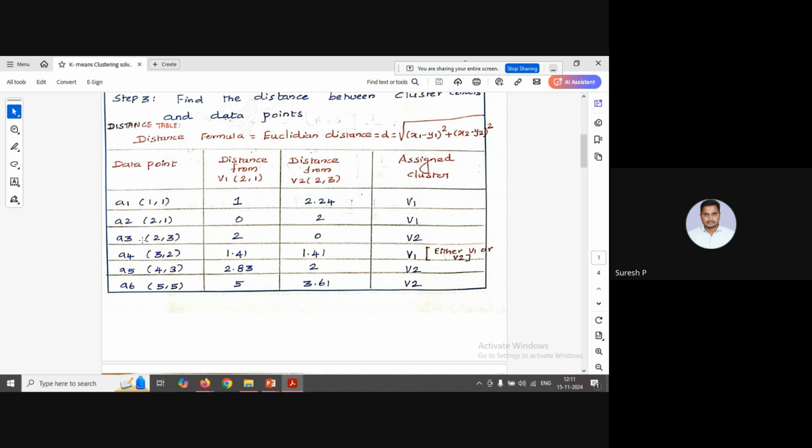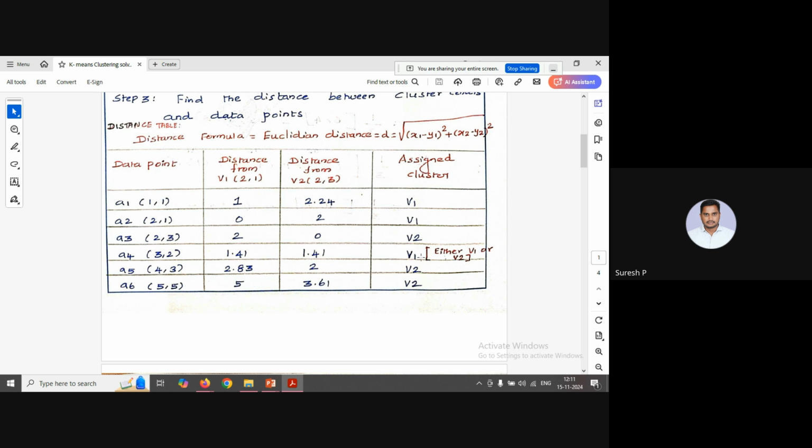Then for A3, V1 is 2 and V2 is 0, so A3 will be added in V2. And A4 and V1 is 1.41, A4 and V2 also 1.41. Now there is a tie between the two cluster distances. Is it clear? Since it's a tie, you can choose either V1 or V2. Assume that I am choosing V1. Even V2 is also possible, it's up to you.